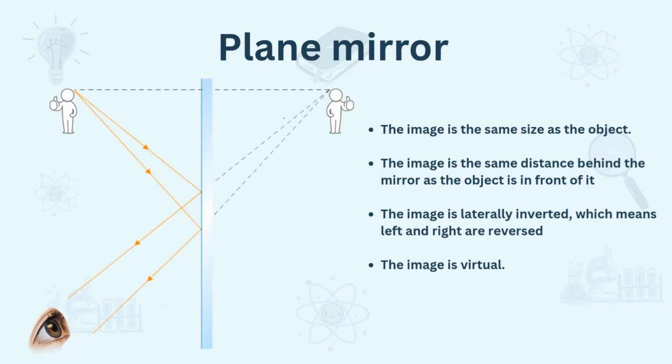Finally, the image is virtual. A virtual image means that the light rays do not actually come from the position of the image. They only appear to come from behind the mirror. Because of this, a virtual image cannot be projected onto a screen.